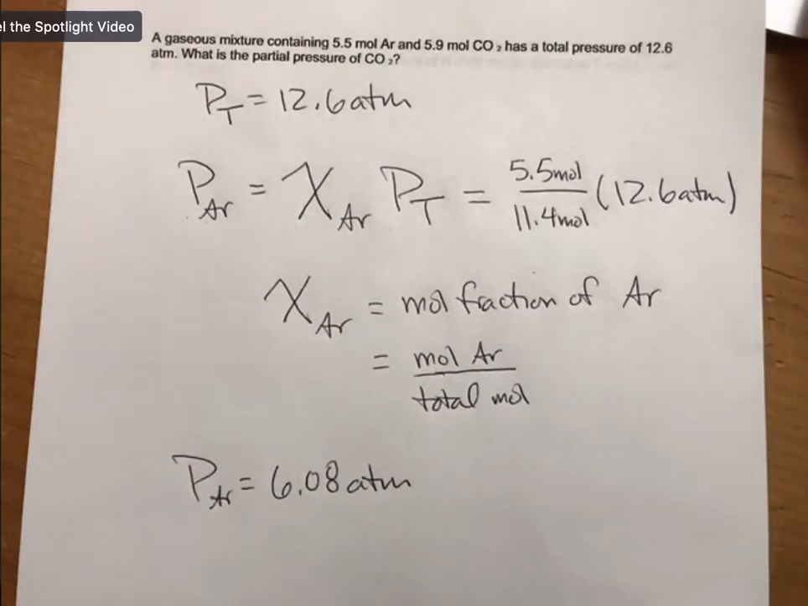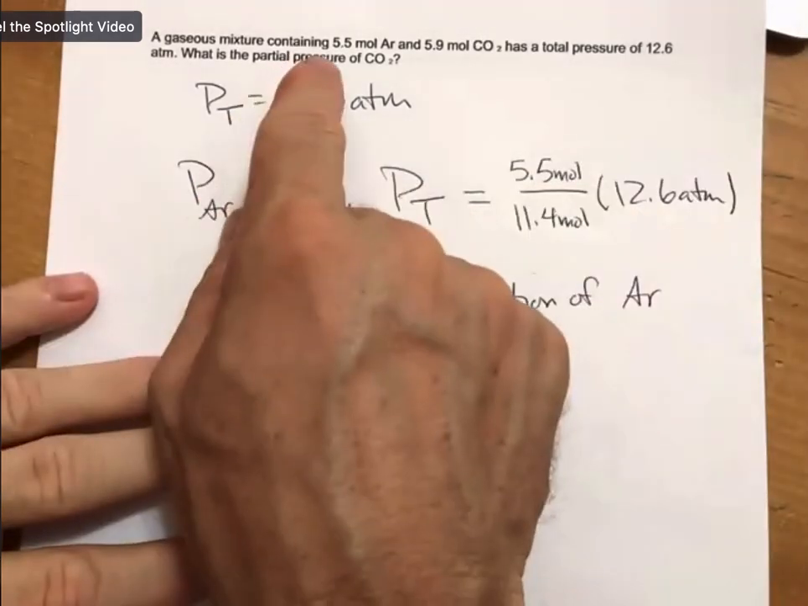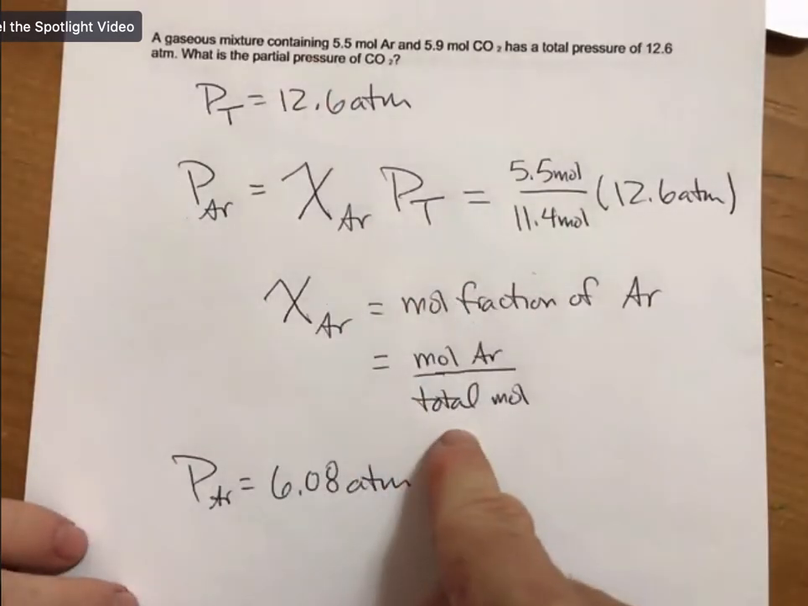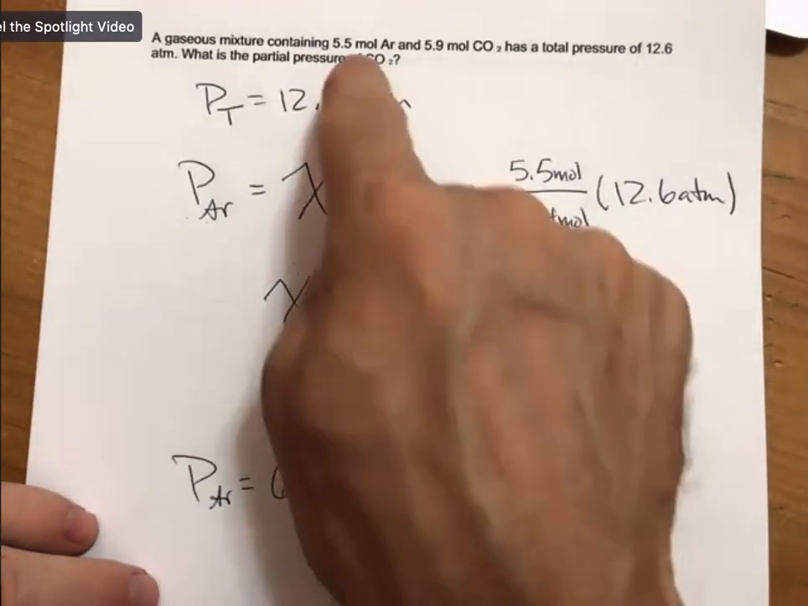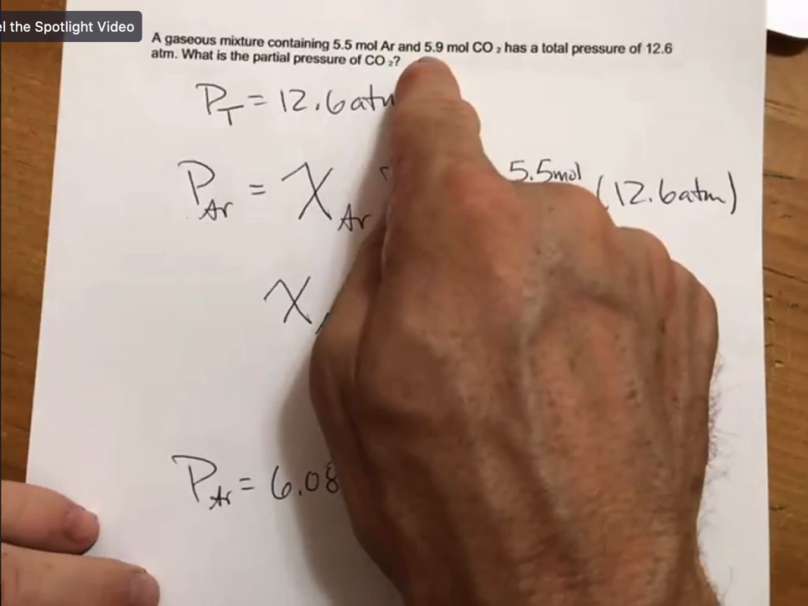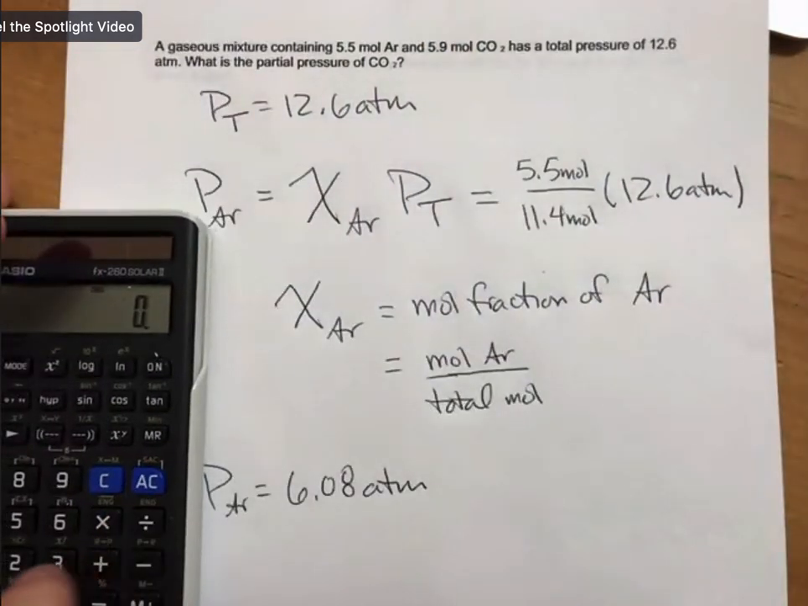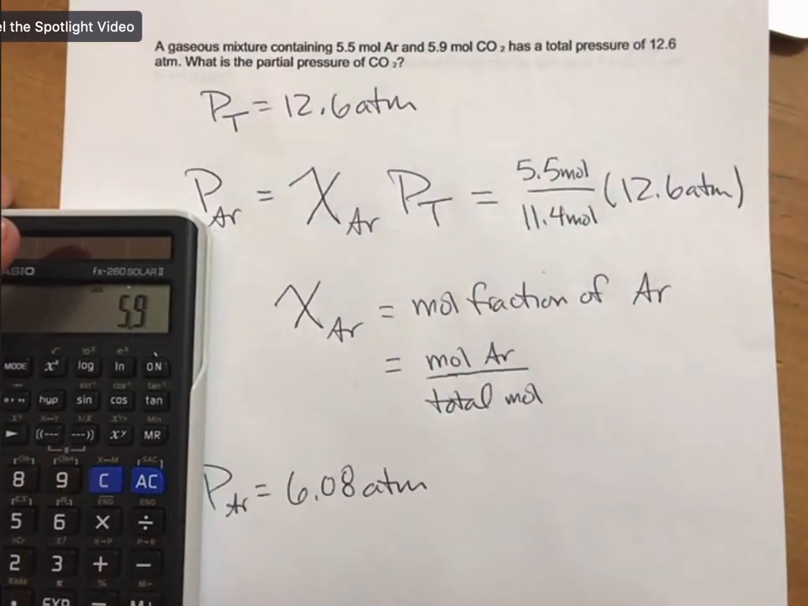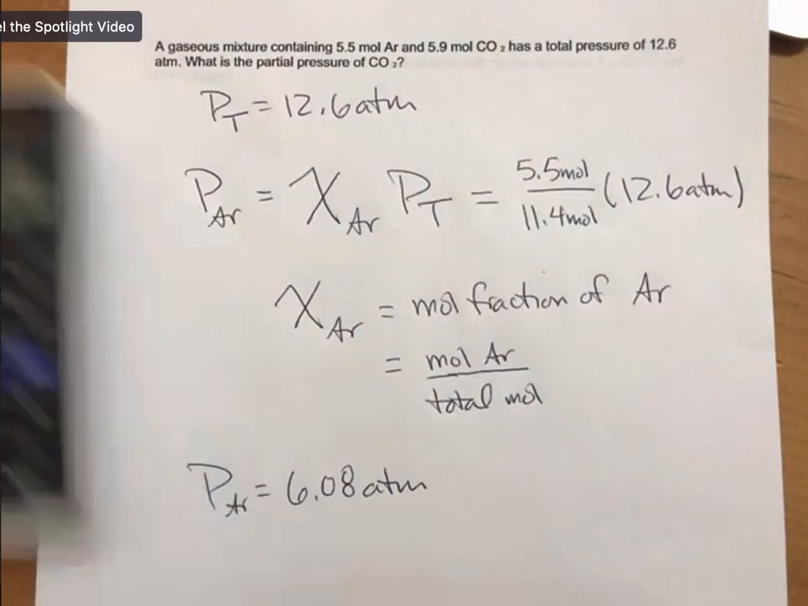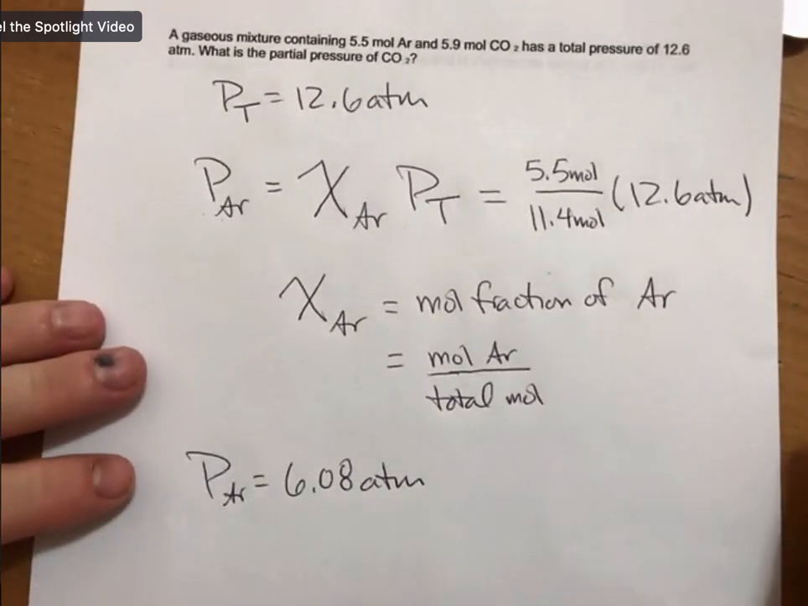Where did you get 11.4 moles from? 11.4 is going to be the total moles, which is going to be 5.5 plus 5.9. I hope I did that correct. Oh, I see. I did it in my head, so I always wonder. But yes, it comes out to 11.4. Any other questions?